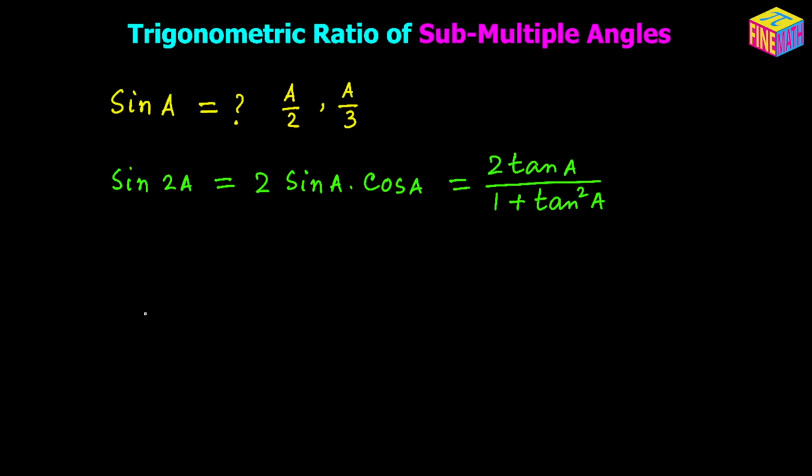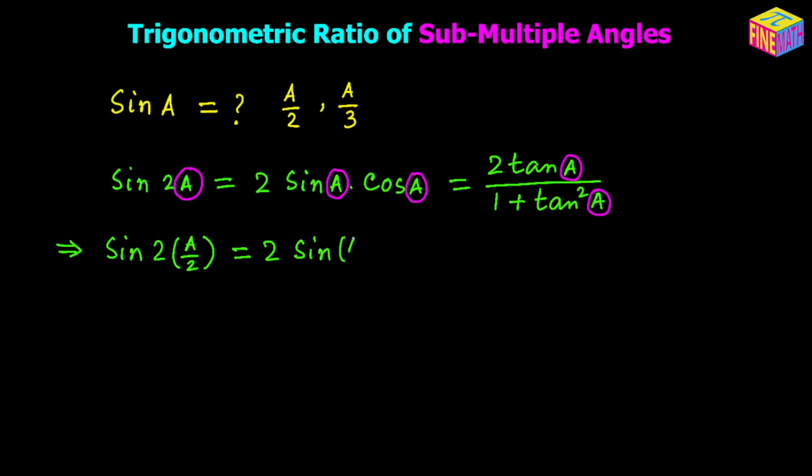And now if we simply substitute A with A over 2 or half of A, wherever we have the A right here, we are going to substitute that A with half of A. So then what happens? From here, if we simply replace the A by half of A, then this will become sine of 2 times half of A is equal to 2 times sine of half of A times cosine of half of A, and that is also equal to 2 times tangent of half of A over 1 plus tangent square of half of A.